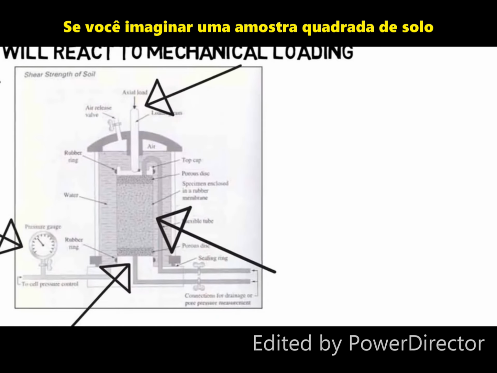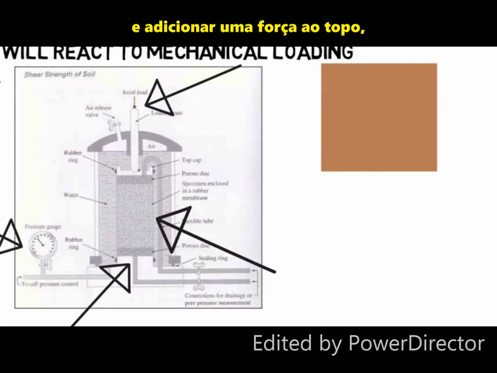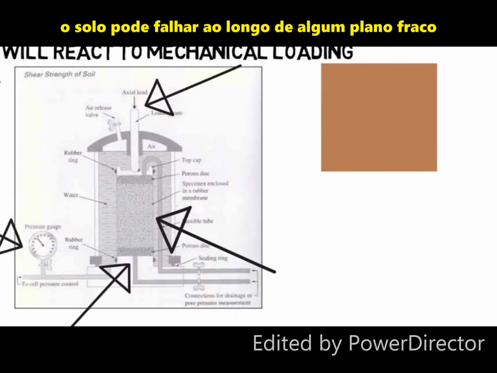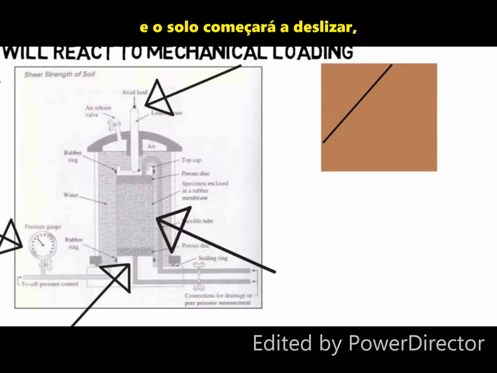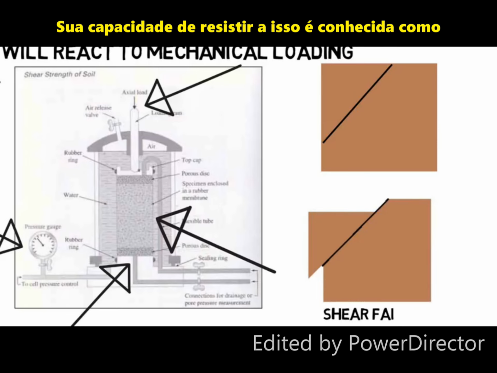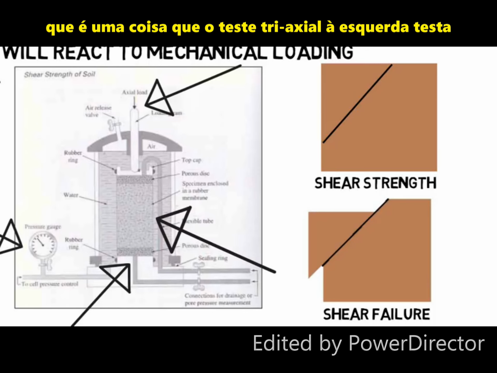If you imagine a square sample of soil and you add a force to the top, the soil can fail along some weak plane. Basically, the weight overpowers the friction holding the soil particles together, and the soil will start to slide, which is known as shear failure. Its ability to stand up to this is known as shear strength, which is one thing that the triaxial test on the left tests for.